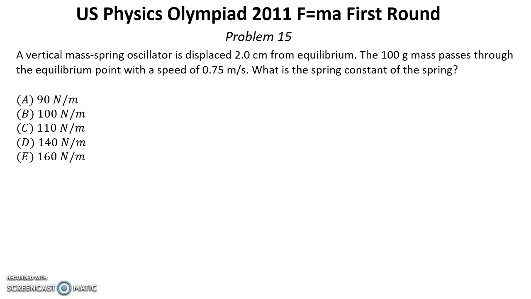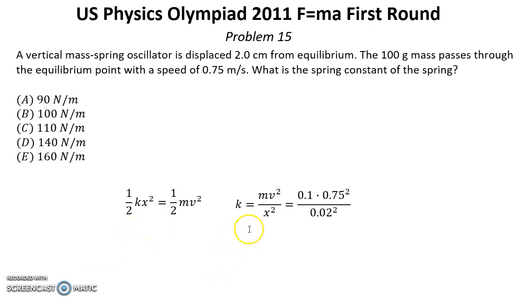So now we can write this equation. That's the equation from which we can find the spring constant. That will be this expression. When we put in numbers, we will get 140 newtons per meter, which is answer D.